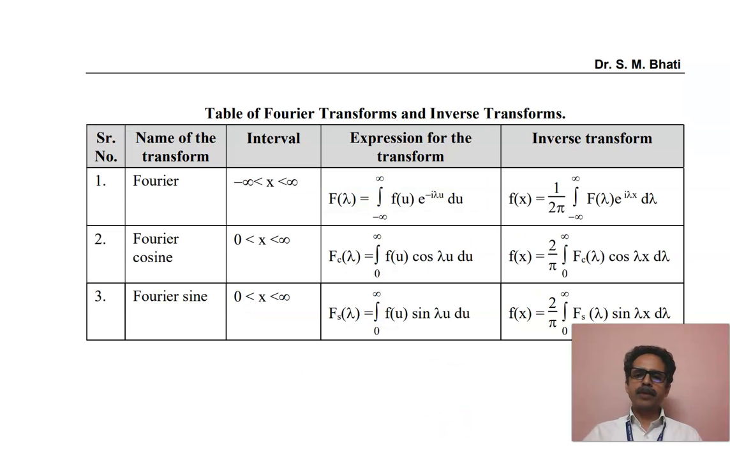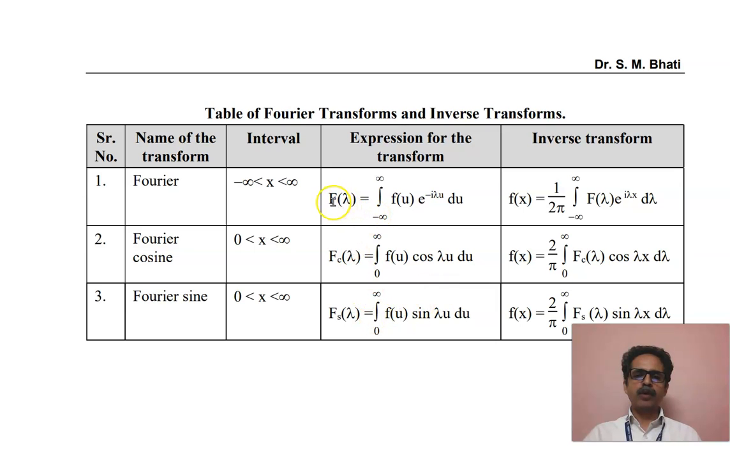The objective of this video is to find Fourier transforms of some functions. As seen in the last video, there are three types of transforms. One is the Fourier transform, second is the Fourier cosine transform, and third is the Fourier sine transform. These transforms are denoted by capital F of lambda, capital Fc of lambda and capital Fs of lambda respectively, and to find them, we have to use the respective formulas.